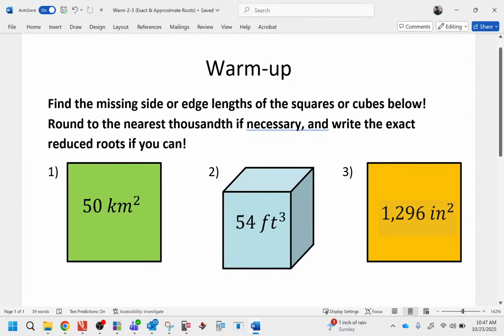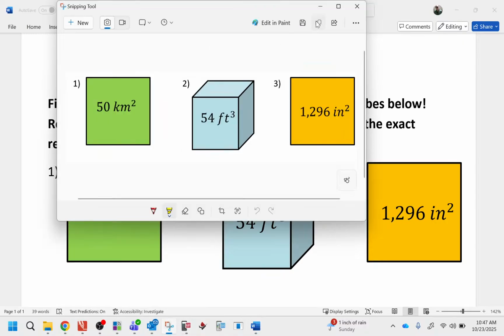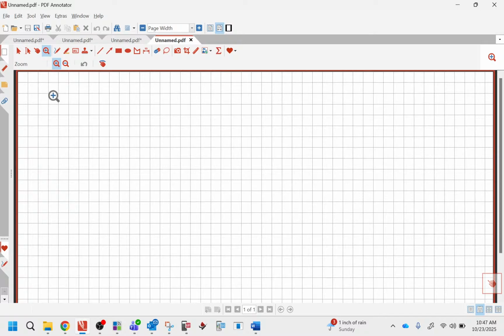Sorry about that. Find the missing side length or edge length of the cubes and squares below. Round to the nearest thousandth if necessary and write the exact reduced roots if you can. Alrighty, you're gonna want to pause the video because we're ready to go here. Okay, everybody, let's get this show on the road in 5, 4, 3, 2, 1.